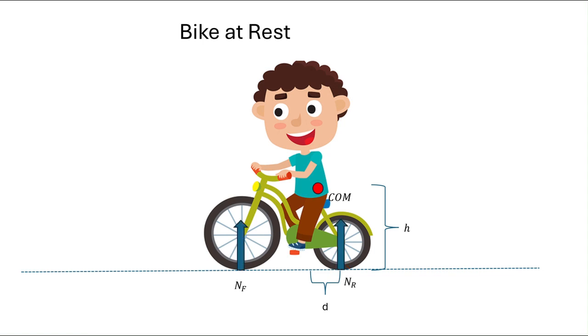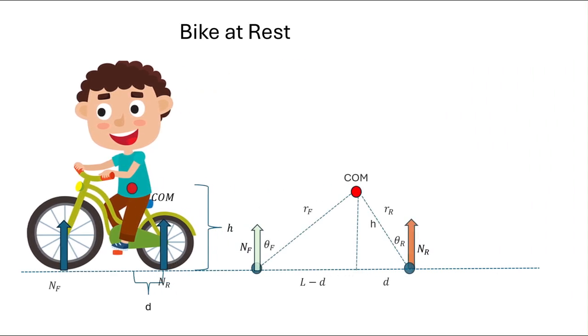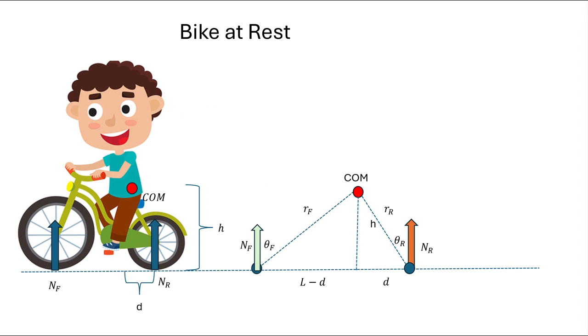Okay, what prevents this bike from falling through the ground and toppling over? Normal forces. And notice I have two here. I'm not making the claim that they have the same size. In fact, they don't have the same size. That's kind of the whole point of this video. We'll transition to a schematic just to make things a little bit easier to see.